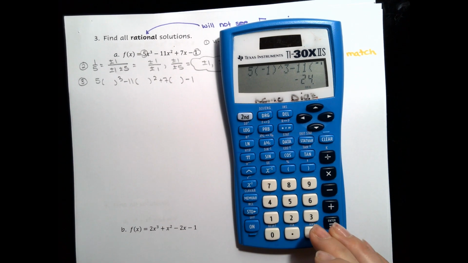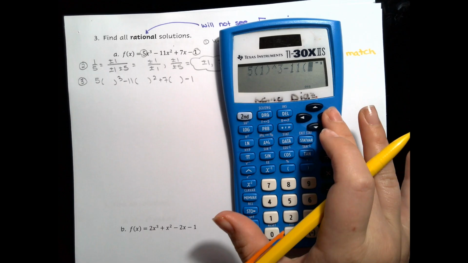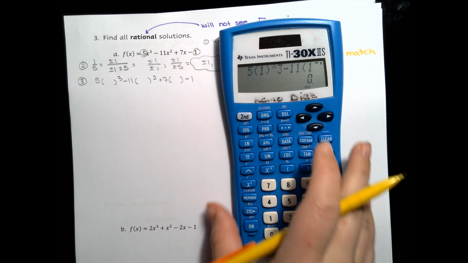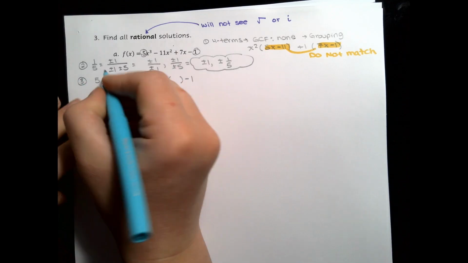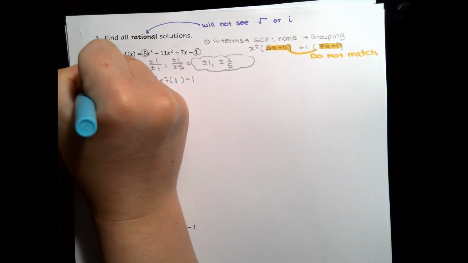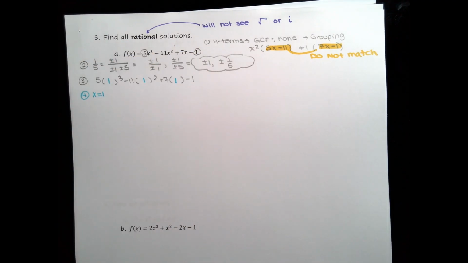So -1 does not give me 0. So I'm going to go back and delete that negative. Oh, it does give me 0. Okay, so we do have a root at 1. So for step number 4, write out x equals 1. The reason we do that before we do our synthetic division is just to keep track.